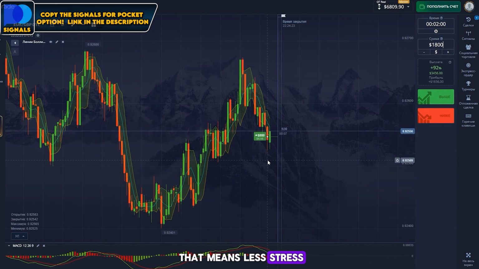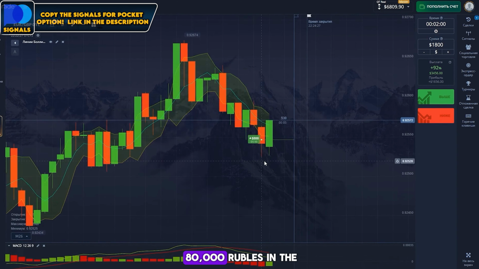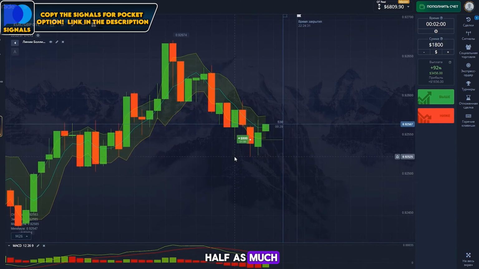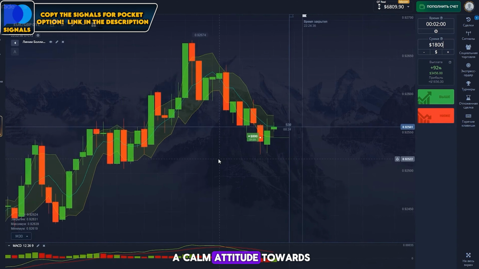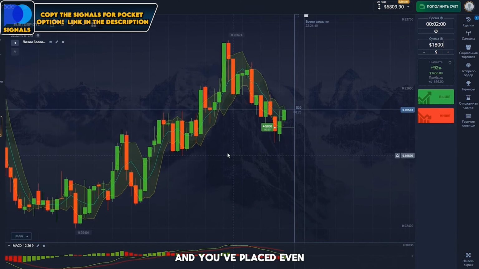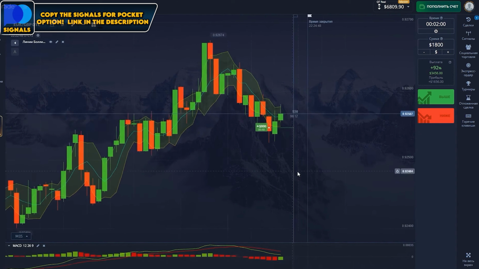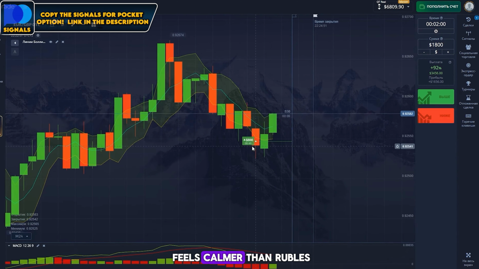That means less stress because the amounts are already quite interesting. Roughly speaking, we have 80,000 rubles in the trade. Wow, some people have deposits half as much. Well, I actually have a calm attitude towards the amount. It's just that when you've been trading for over 8 years and you've placed even larger amounts, you become calm about the sums. So, for you, it becomes like work. Even placing dollars feels calmer than rubles.